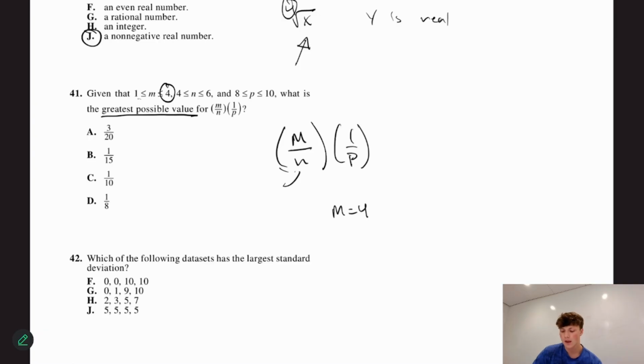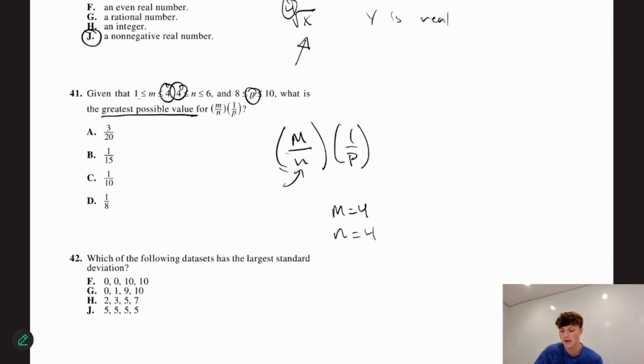How about n? Do we want to minimize or maximize n in order to maximize our total expression here? We actually want to minimize it, because if we're dividing by n, we want to divide by a smaller number. If we divide by a bigger number, our expression value is going to get smaller and smaller. But if we divide by a smaller number, our expression value is going to get bigger and bigger. So we want n to be small. What's the smallest we can make n? Well, we can make n 4. That's the smallest we can make n.